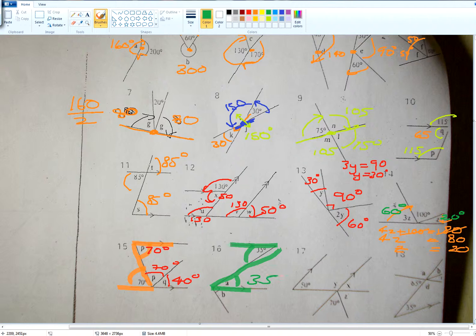Okay, 35. So that's 35, that's 35. These two add up to 90 because of the right angle, so the bottom angle would be 15. Fine, yeah, 55.